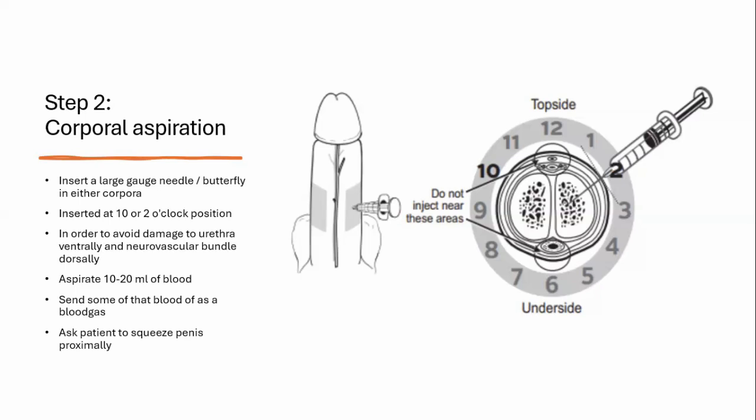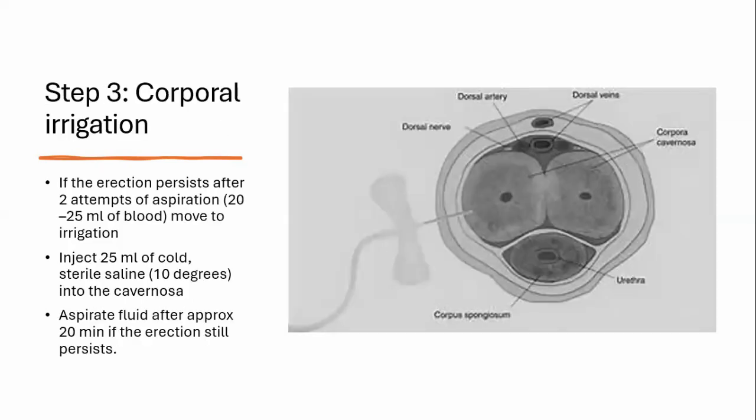While you do this, you can actually ask the patient to squeeze the penis proximally. The idea is to get that blood to be pushed out into your butterfly or your large gauge needle. Okay, so that goes into the corpora. If that doesn't work, we go to irrigation.